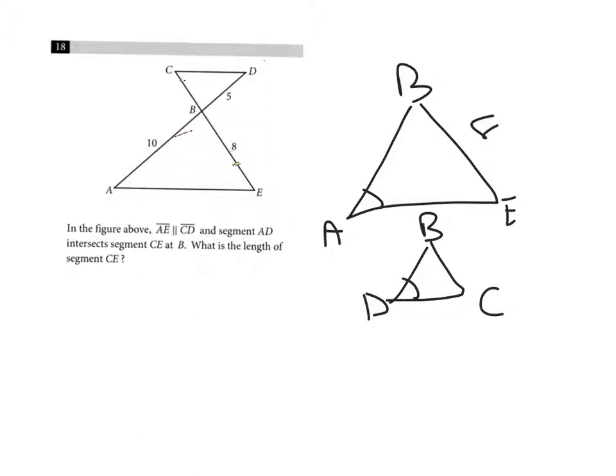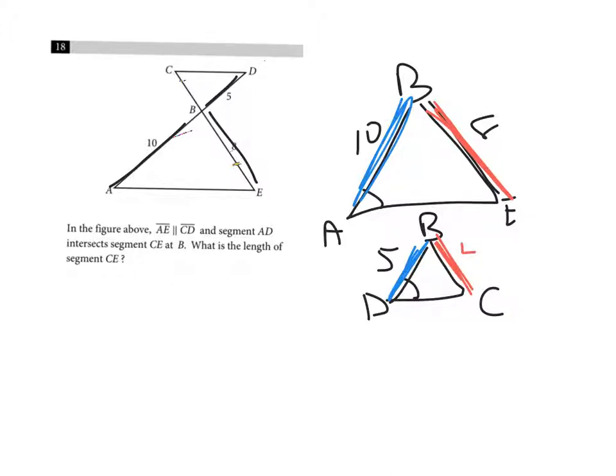I'm told that AB is 10 in the diagram, BD is 5, BE is 8, and since this is 10 and this is 5, those two sides have a ratio of 2 to 1, which means if BE is 8, BC has to be 4, because this triangle is quote-unquote half as big as this triangle.